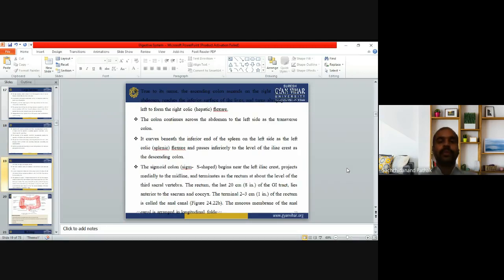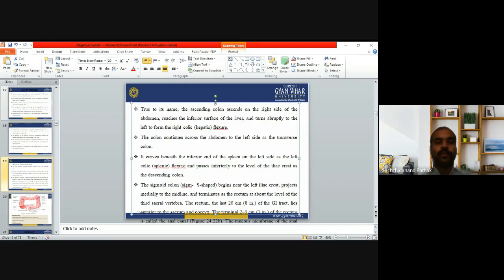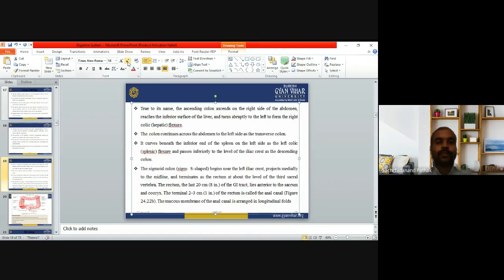True to its name, the ascending colon ascends on the right side of the abdomen, reaches the inferior surface of the liver, and turns abruptly to the left to form the right colic flexure. The colon continues across the abdomen to the left side as the transverse colon. It curves beneath the inferior end of the spleen on the left side as the left colic flexure, and passes inferiorly to the level of the iliac crest as the descending colon.